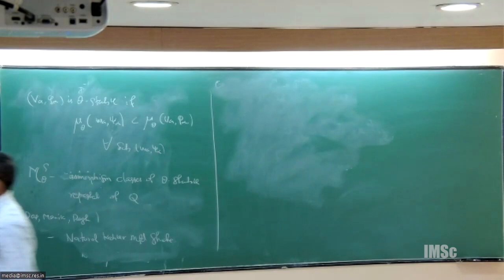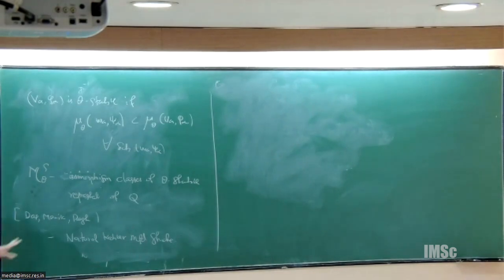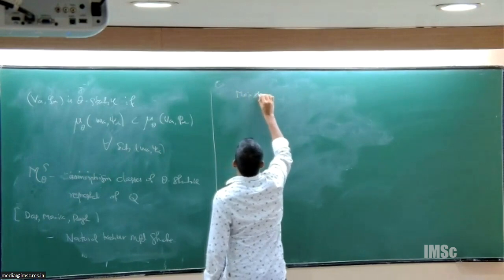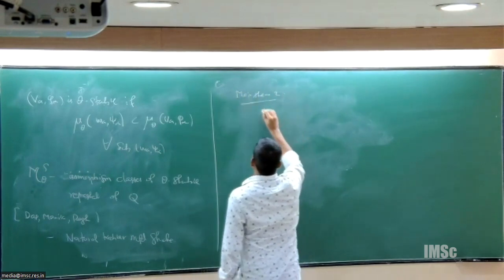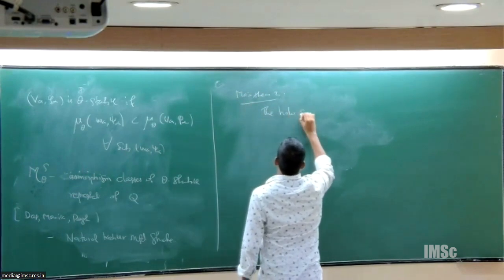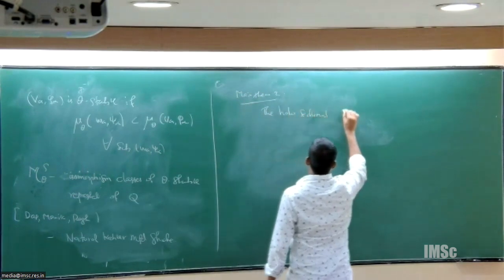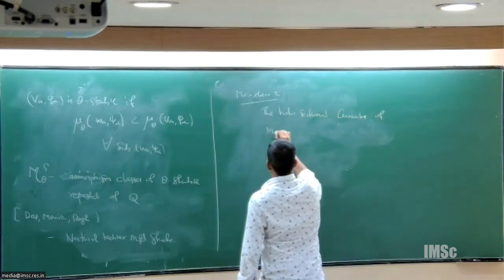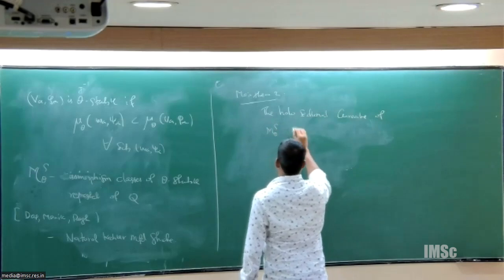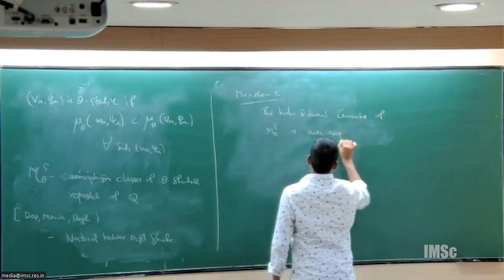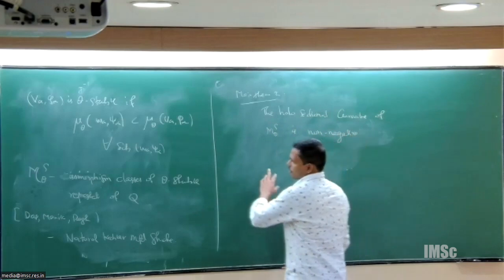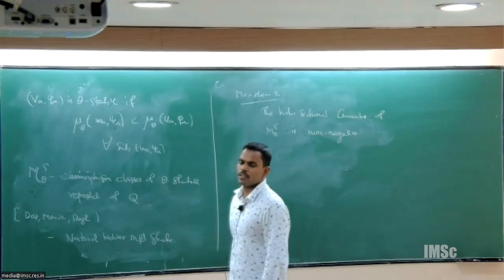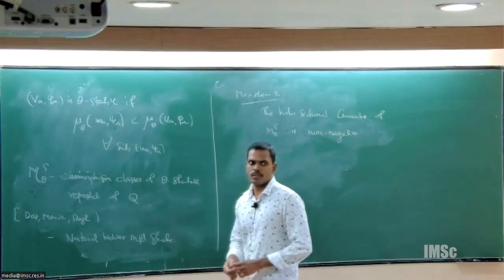So we apply our result to this moduli space of stable representations, and we get another result, theorem 2. The holomorphic sectional curvature of the moduli space of stable representations is non-negative. We work with a general quiver, and we fix the quiver and theta, but we did not put any restriction on them.